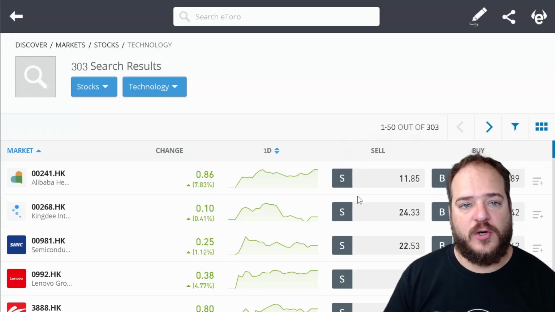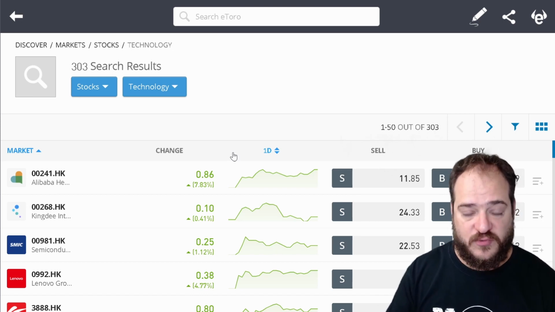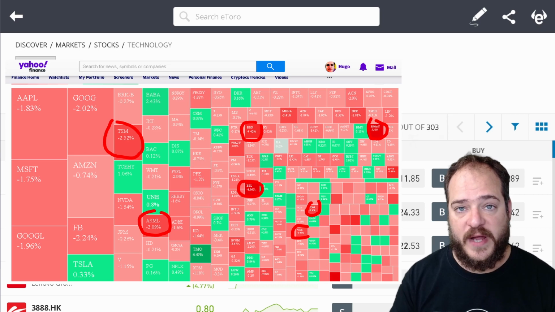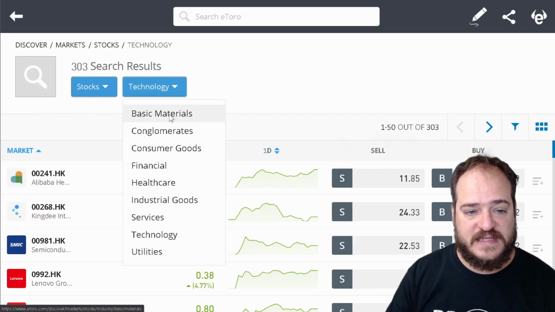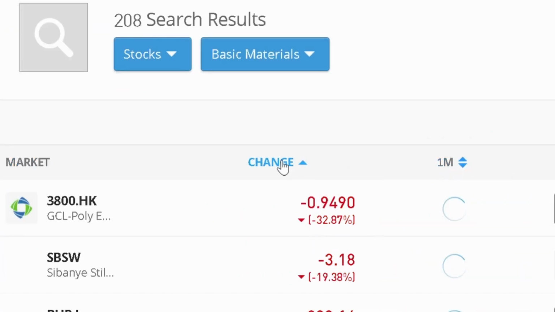So in this case, I'll go to eToro. I use the scanner that we have, which is not the best. That's why we need to use other solutions in order to understand what the trend is and why this went so down. So usually what I do is go to, let's say, basic materials, and I put here by month and see what the change was.